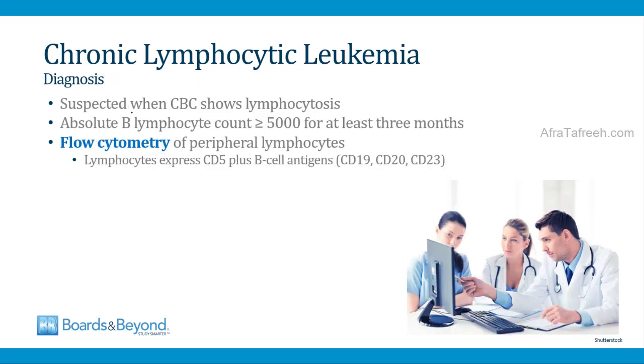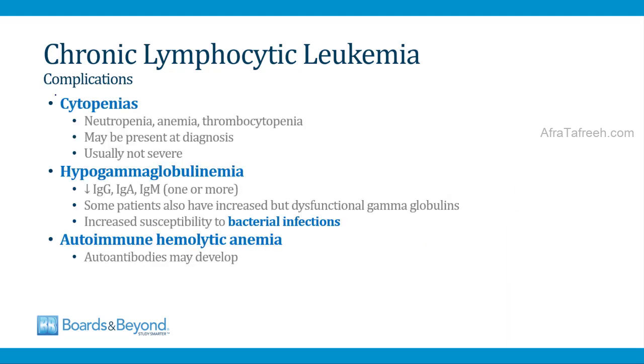In terms of diagnosis, CLL is suspected when the CBC shows a lymphocytosis. And to meet diagnostic criteria, the absolute B lymphocyte count has to be above 5,000 for at least 3 months. In addition, flow cytometry of the peripheral lymphocytes needs to show those markers we talked about earlier on the surface. The majority of the circulating peripheral lymphocytes should express CD5 plus the usual B cell antigens like CD19, 20, or 23.